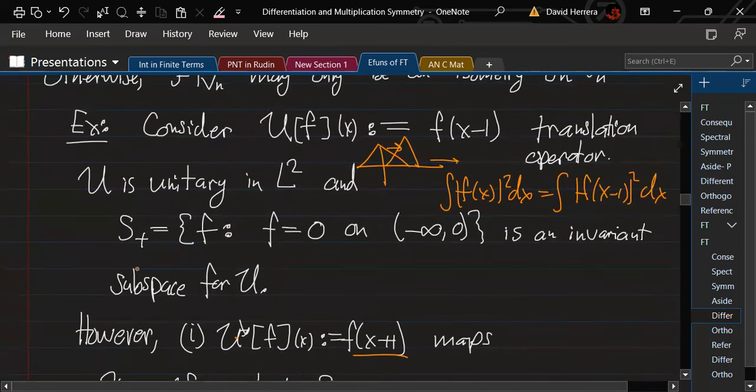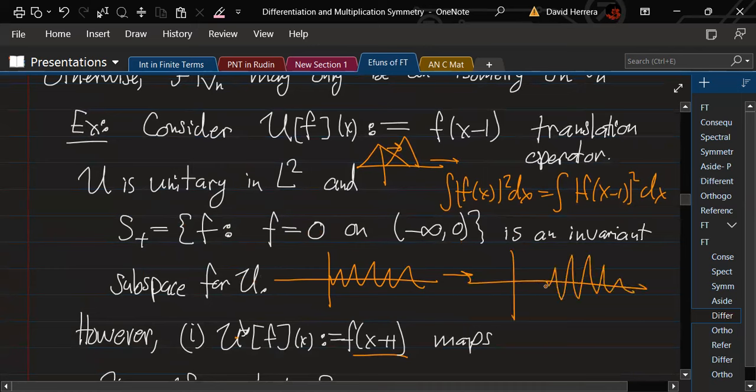So let's consider this subspace S plus. This is the subspace of all functions that are supported on the right-hand side, zero on the left-hand side. Now, this subspace is an invariant subspace. The reason is that if I have a function like this that's supported on the right side and I shift it over to the right, it's still supported on the right. It's just supported on the right starting at 1 or something, and this is supported here at 0.